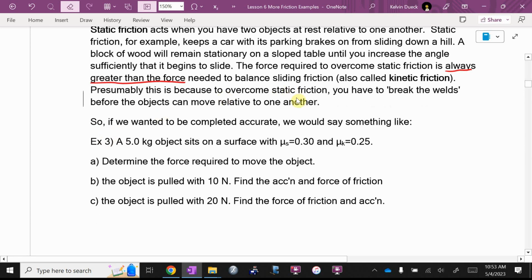So we think to overcome static friction, you have to break the welds before the objects can move relative to each other. You know what? Here is one analogy that I read, and this might be right, but we're not sure. How many of you have ever been in a vehicle driving on a gravel road that's really full of potholes when you're going really slow?